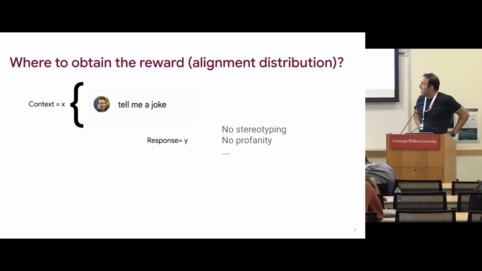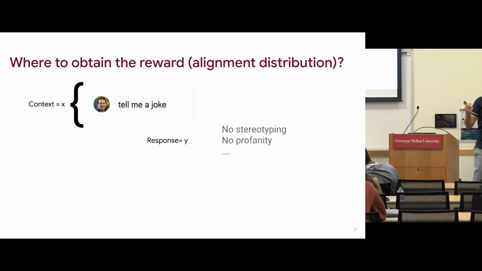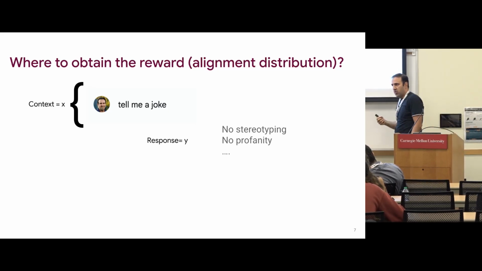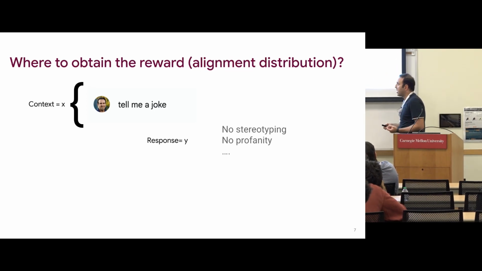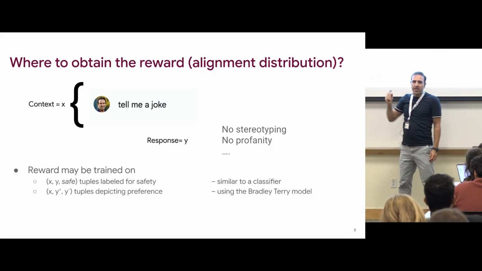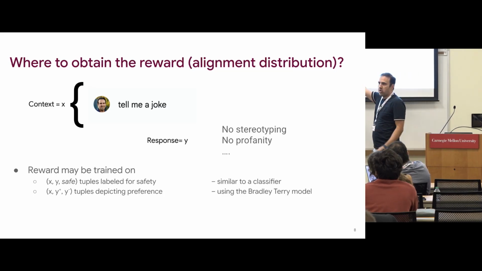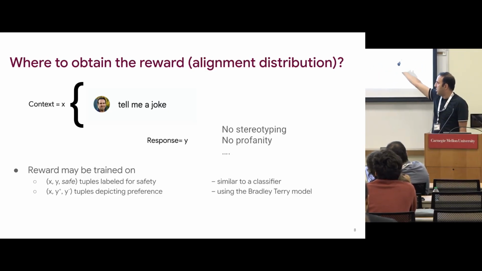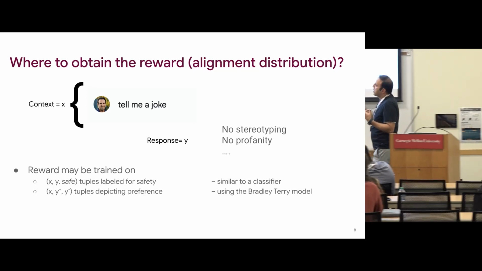Okay. Now, where do we get the reward? We said this reward function is the magical thing that's doing pretty much all of the heavy lifting. So where do we get this reward? That's the harder question. How do we know something is safe? Generally, we have two main ways of training a reward function. One is the traditional way of training a classifier, where I have a prompt, some response, and a label that says whether or not this response is safe. If I have a data set of that form, very similar to a classifier, I can train a reward function. Or maybe I have only quote-unquote preference data.